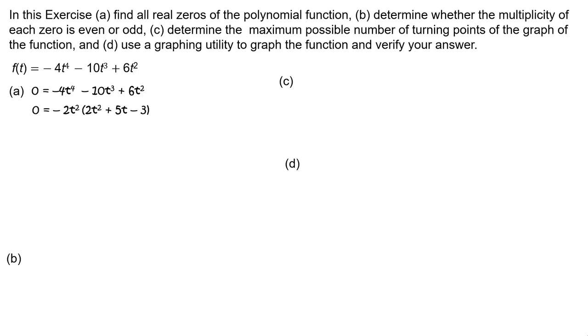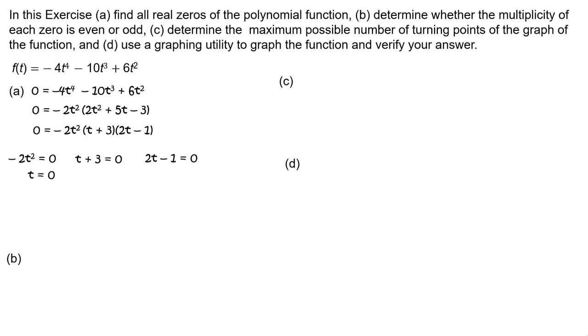First, factor out negative 2t squared from the expression on the right side of the equation. 0 equals negative 2t squared times the quantity 2t squared plus 5t minus 3. Next, factor the expression 2t squared plus 5t minus 3. You will get 0 equals negative 2t squared times the quantity t plus 3 times the quantity 2t minus 1. Next, set each factor equal to 0 and solve for t.